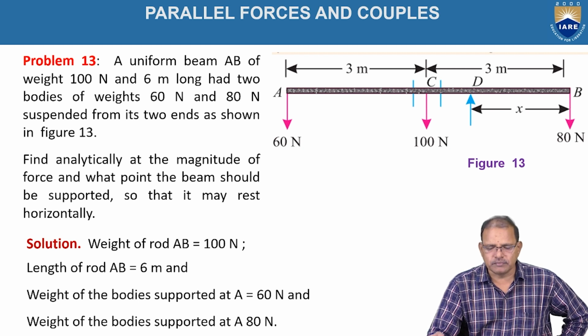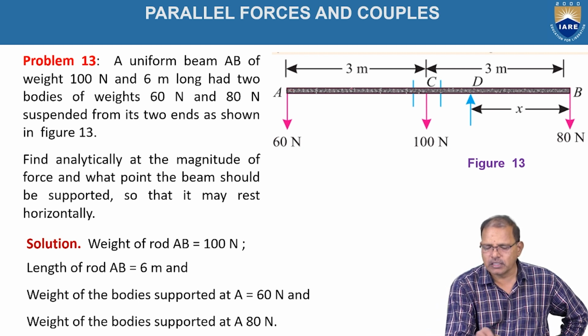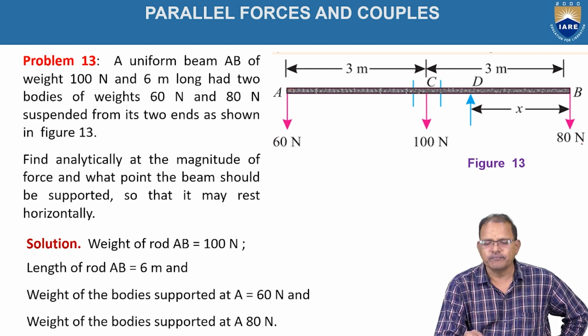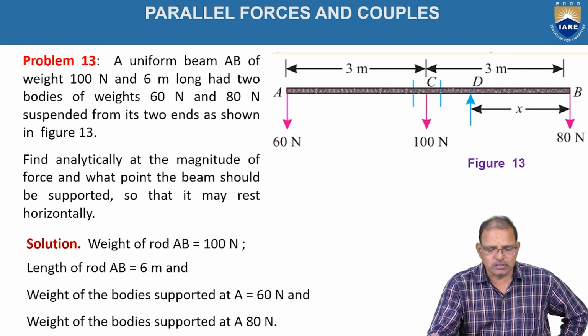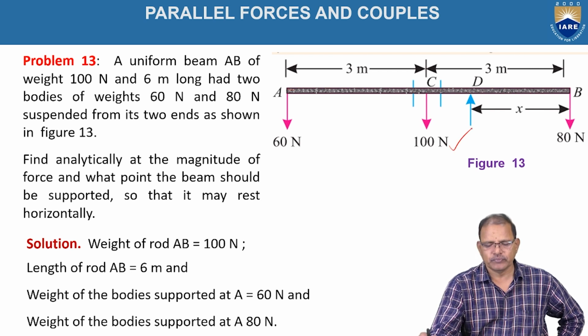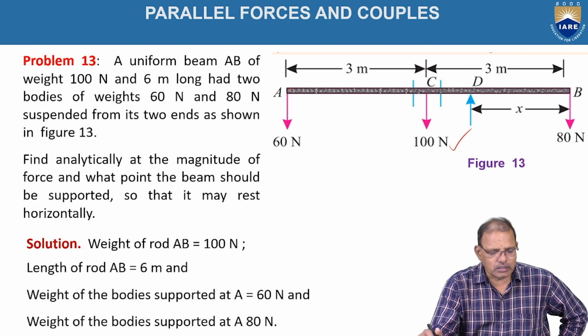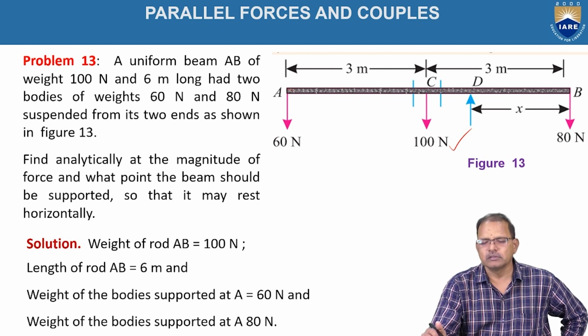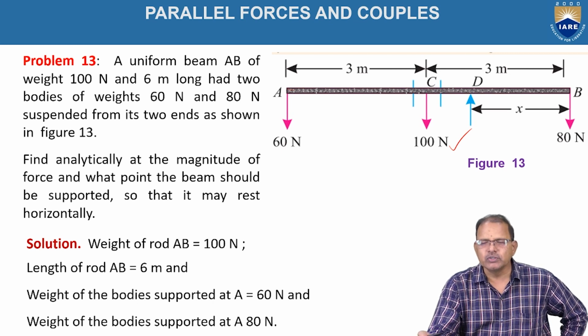So the given data is that the beam is horizontal. At A and B, 60 newtons and 80 newtons are acting. At C, the total weight of the body is assumed to be concentrated, which is equal to 100 newtons as shown in the figure. So we just have to identify at what point the beam should be suspended so that it stays in a horizontal position.